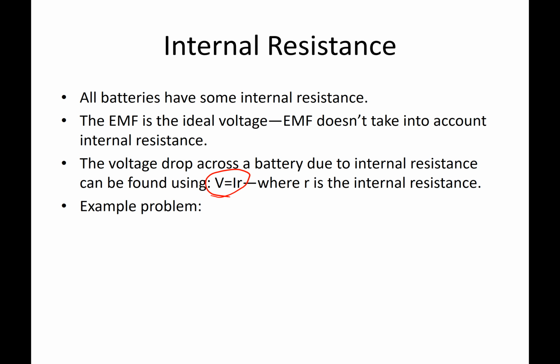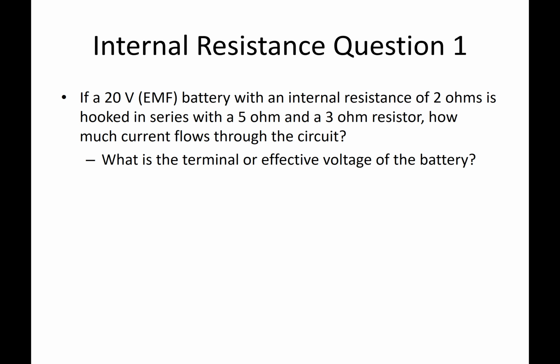So let's look at how an example problem for internal resistance might look. It says if a 20-volt EMF battery with an internal resistance of 2 ohms is hooked in series with a 5 ohm and a 3 ohm resistor, how much current flows through the circuit, and what is the terminal or effective voltage of the battery? So first of all, let's draw this out.